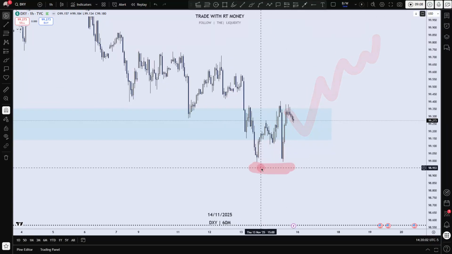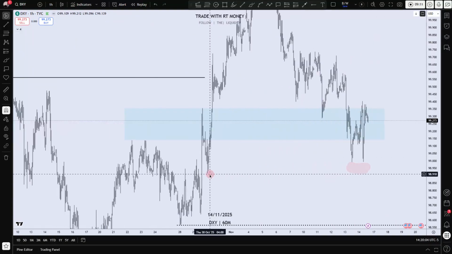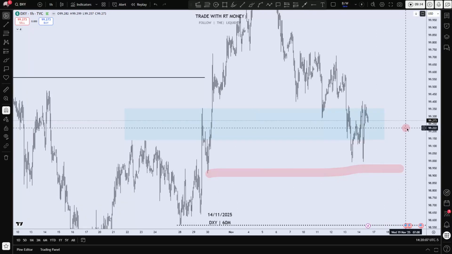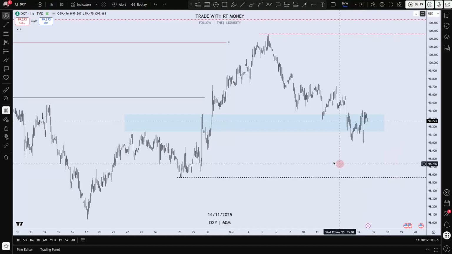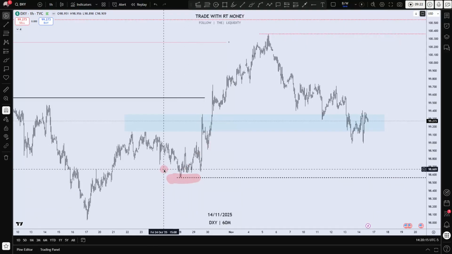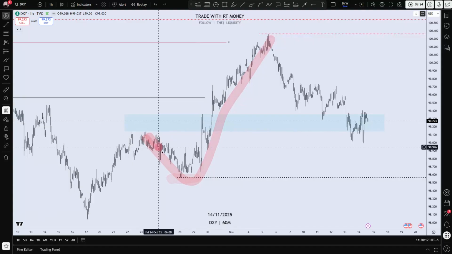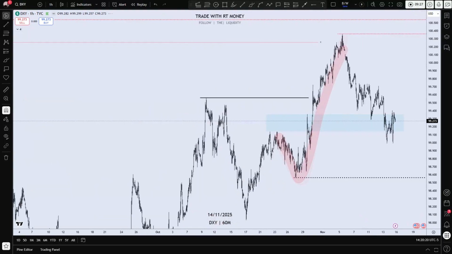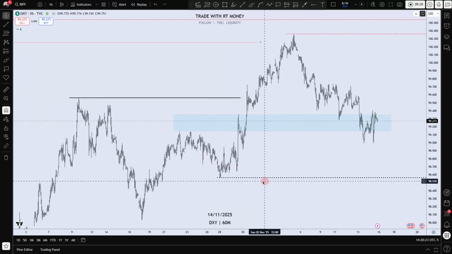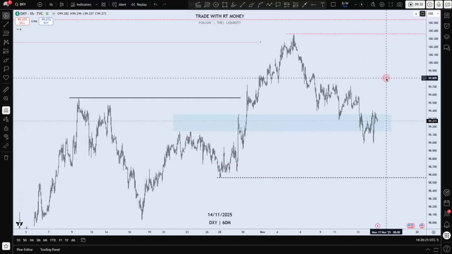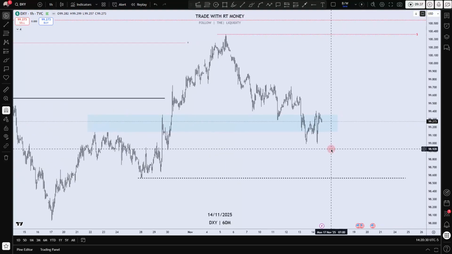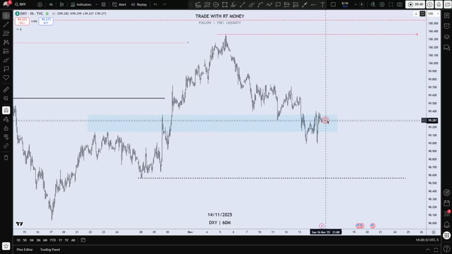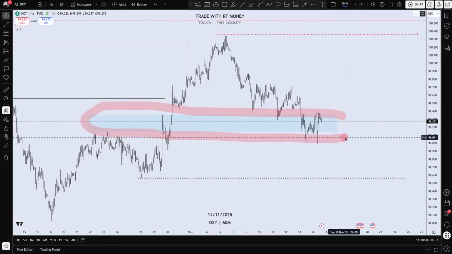If it takes out these relative equal lows here, then looking for longs might not be a great idea. But definitely below the swing low here, that intermediate swing low would, for me, kill any thought of looking for longs for a good while until I see another bullish break of market structure. But right now I'm looking for this fair value gap here on the weekly to hold and continue up higher.